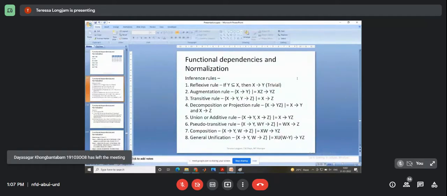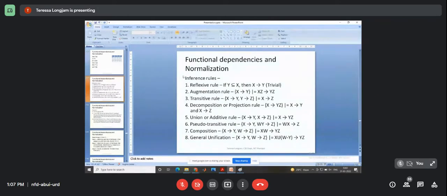Okay, then we'll start. So, in the previous class, we saw what functional dependency is. Today we'll see some of the things that we can do with functional dependency, whatever we need to know about it. First, in this slide, you can see some inference rules are given.